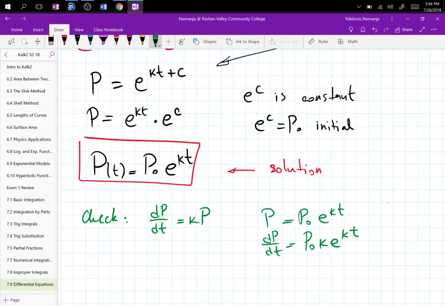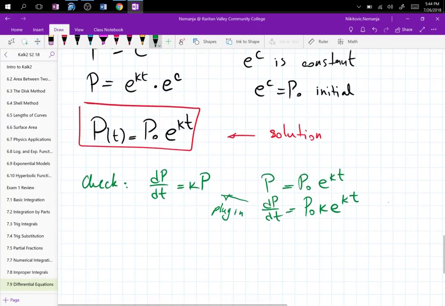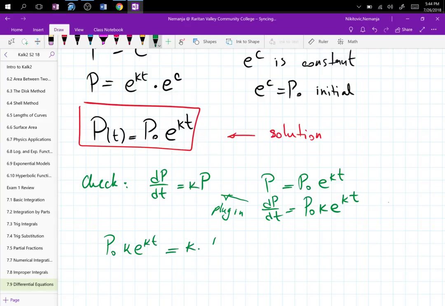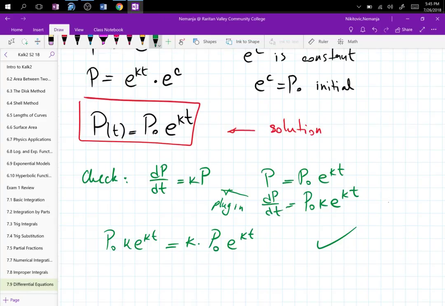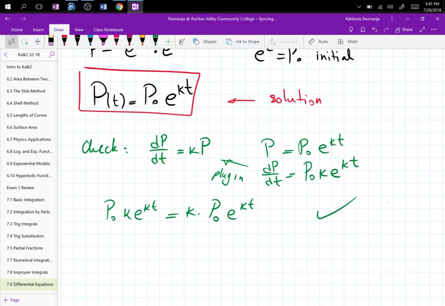Now, you plug in. On the left-hand side, you have p0 k e to the kt is equal to k times p0 e to the kt, because that's what p is. And you see it's equal. So good to go. p0 times k, or k times p0, it's commutative, so we're all good. So now we check the differential equation.